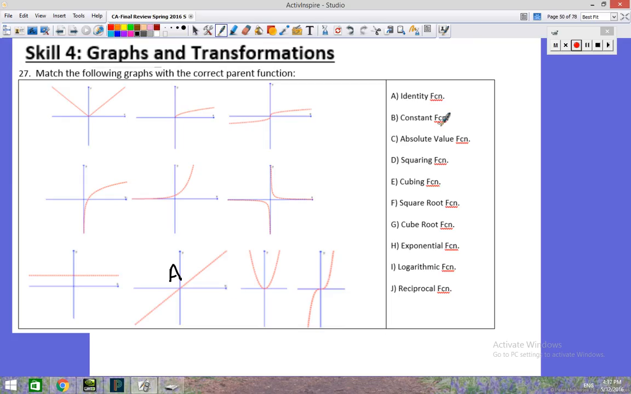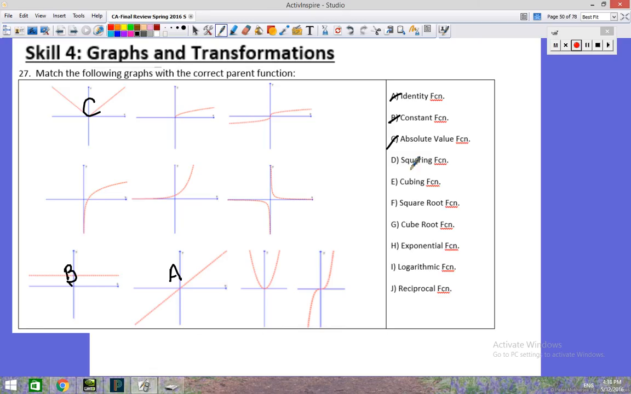A constant function means the output is constant. Here, as x changes, the output y doesn't change, it remains constant. It's a horizontal line. The absolute value function looks like a V. It's opening upward here. If it opened downward, the coefficient would be negative in front of it. This is your parent function for an absolute value function.